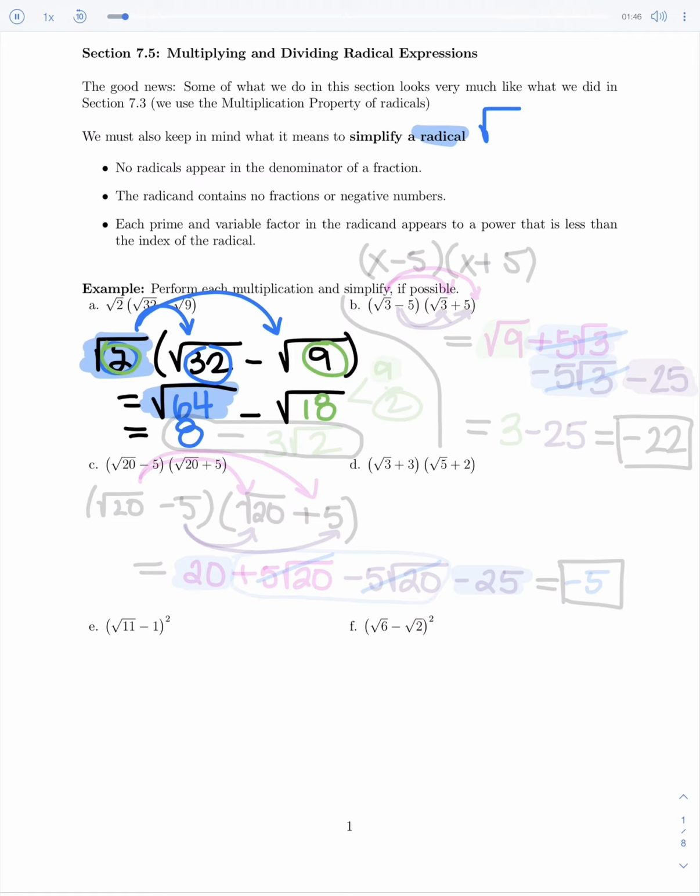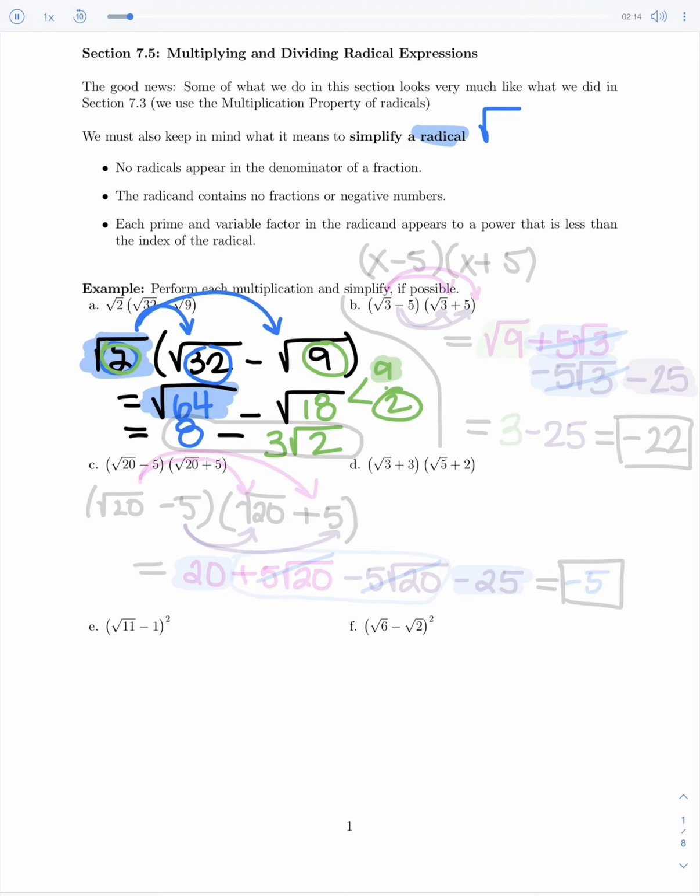Minus, now we can't take the square root of 18, but we can break down 18 into 9 times 2. And we can take the square root of the 9. That will come out as a 3. The problem is the 2. We can't take the square root of 2, so it will stay inside of the square root. And be careful here. So what we have is 8 minus 3 square roots of 2.